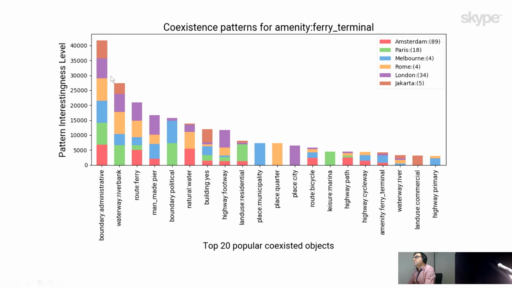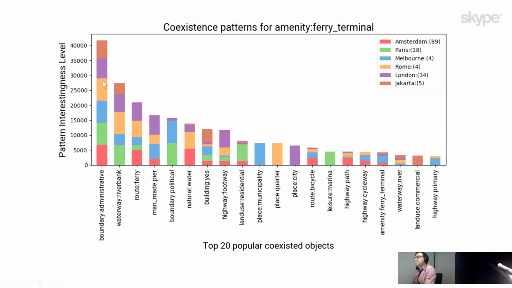We can actually look into the results in different scope with different lens. This is the coexistence patterns for top 20 popular coexistence objects for the ferry terminal. So as you see on the x-axis, we have listed 20 popular objects, including boundary administrative, a waterway riverbank, and route ferry or man-made pier. So it shows that in all these cities, ferry terminal has a very high coexistence relationship with a riverbank and route ferry and man-made pier.